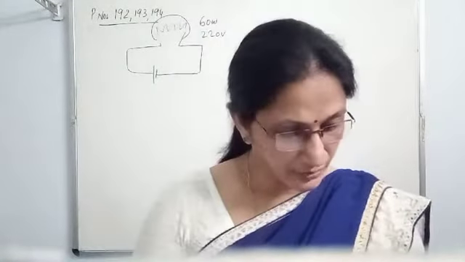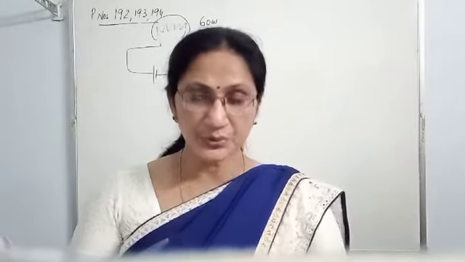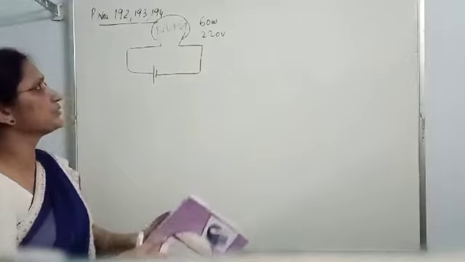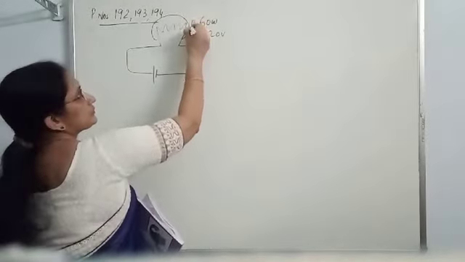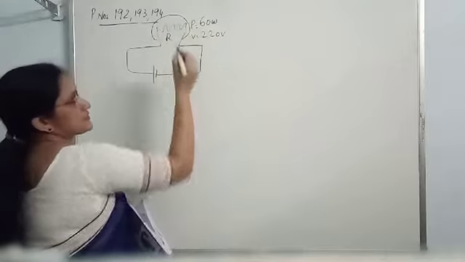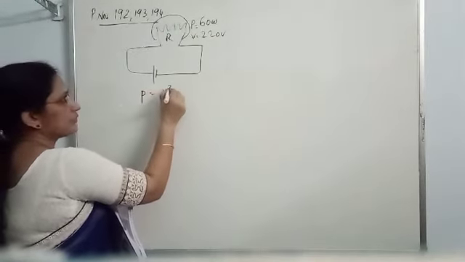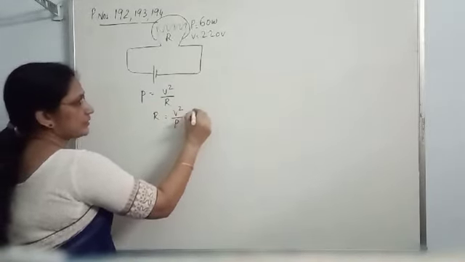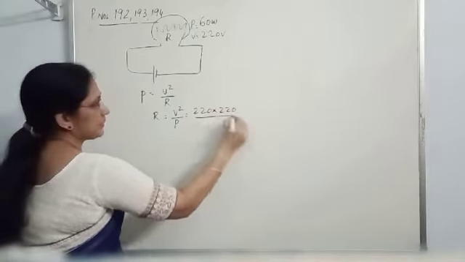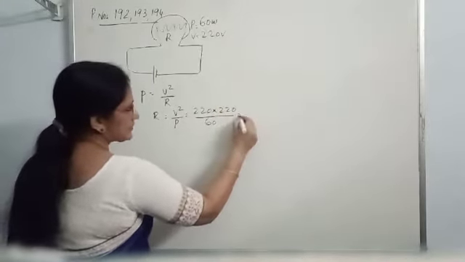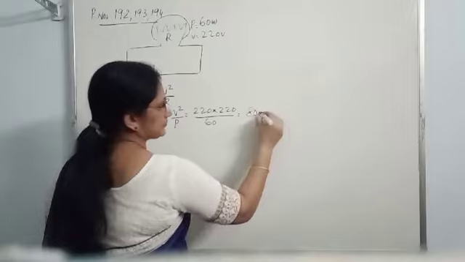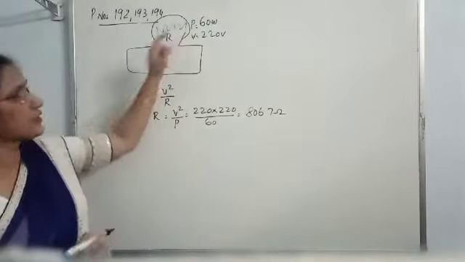Now next question, third one. Calculate the resistance of a 60 watt bulb connected to a 220 volt supply. P and V are given, and find out the resistance. So use the formula P is equal to V square by R. Therefore R is equal to V square by P. 220 into 220 by 60. Your answer will come 806.7 ohm. That is the resistance of this filament.